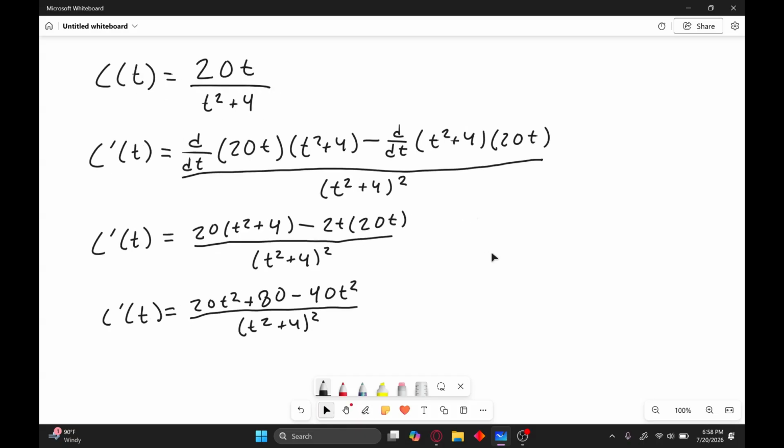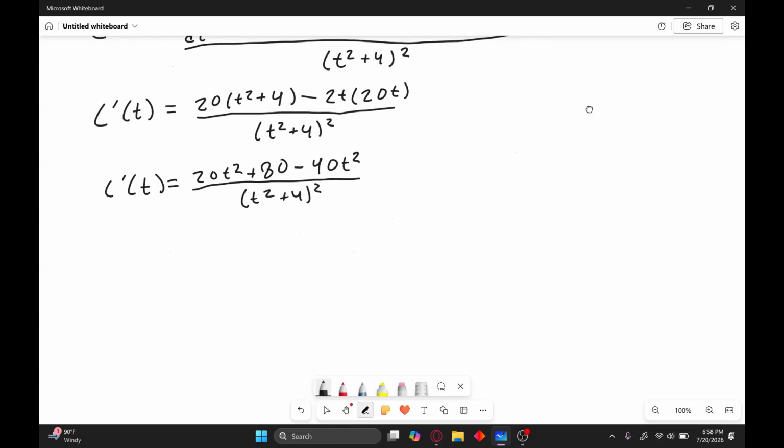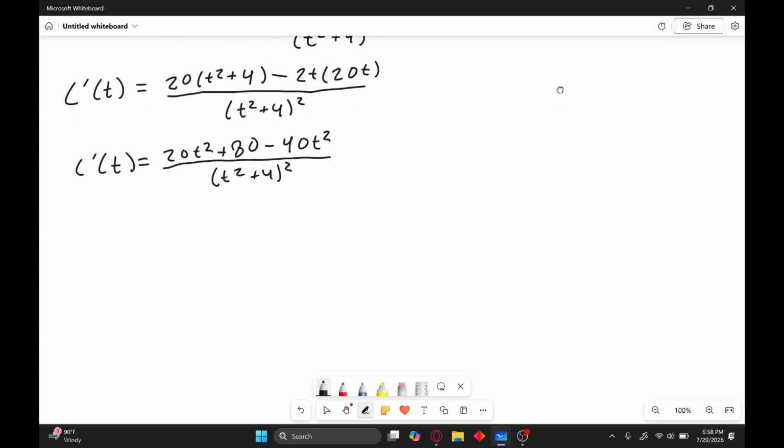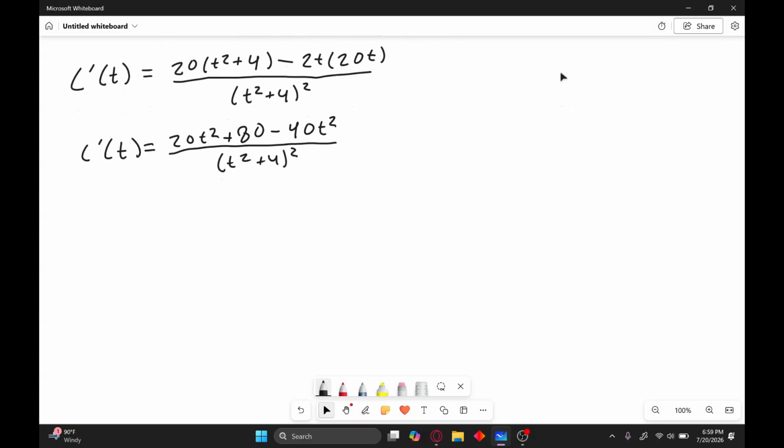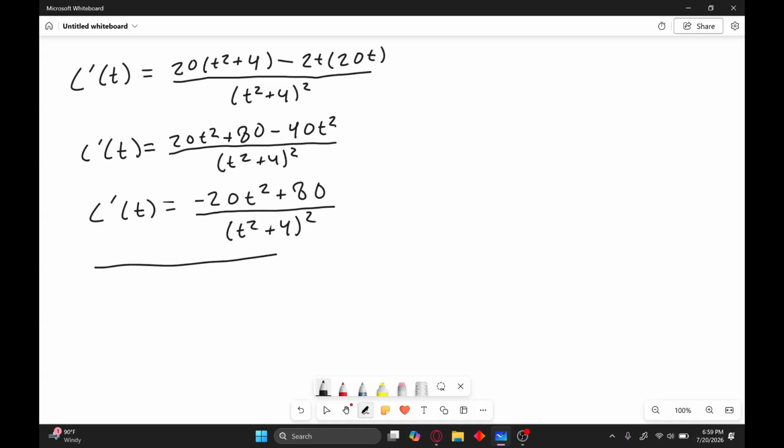Now, if I just scroll down a little bit to get a little bit more space. Okay. Now, a little bit more simplification. If we combine these like terms, we'll get negative 20t squared plus 80 over t squared plus 4 squared. And here we have our derivative.